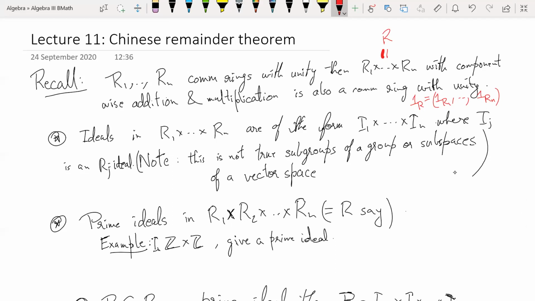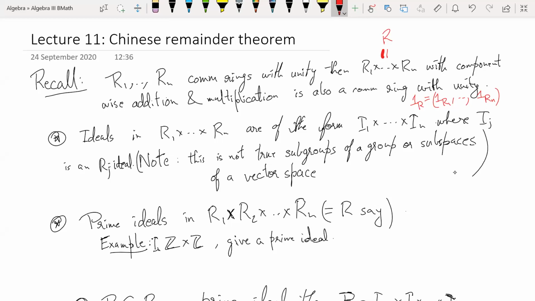Last time we saw that ideals in this product ring R1 cross R2 cross up to Rn are of the form I1 cross I2 cross up to In, where Ij is an ideal of Rj. So the jth factor is an ideal of the jth factor of the ring. This is special for ideals.